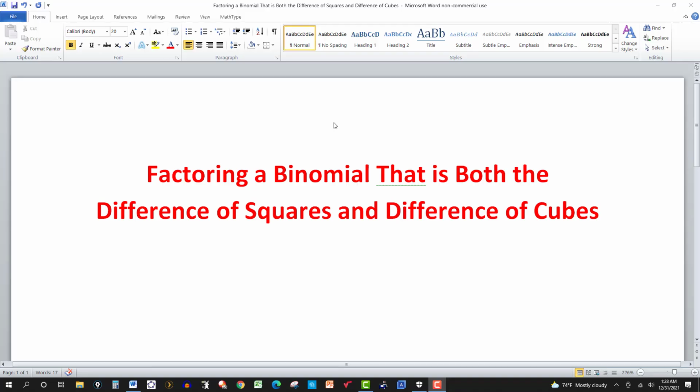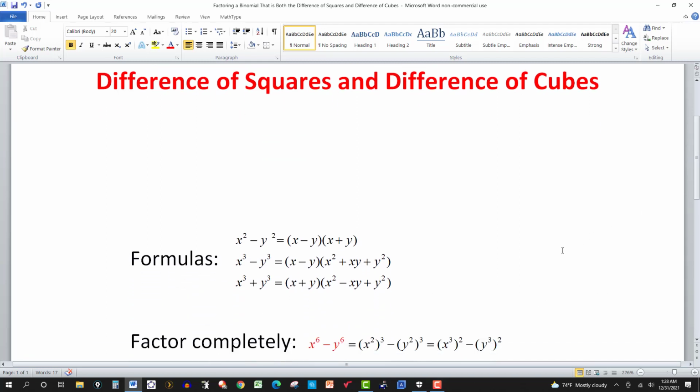In this video, we're going to look at how to factor a binomial that is both the difference of squares and difference of cubes. What approach should we take? So let's look at your basic formulas.